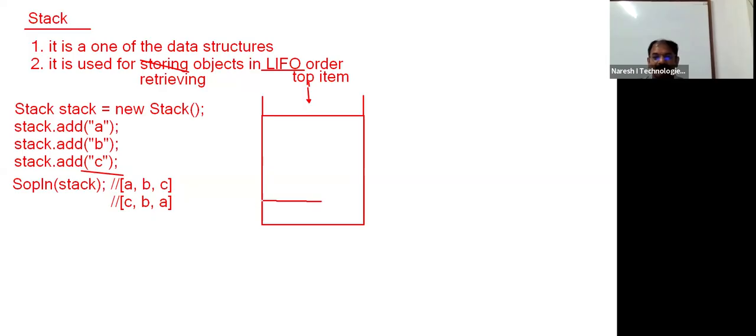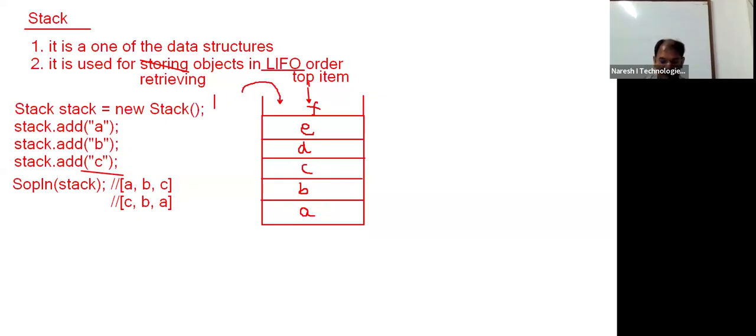First, what is stored? A stack can be considered as an array. Tell me now, the first added object is A. A is at the bottom, then B, then C, then D, then E, and the top item is F. Listen carefully. Storing objects inside a stack is not called add. It is called push. Why? Because from the top we are pushing inside the stack. That's why it is called push.